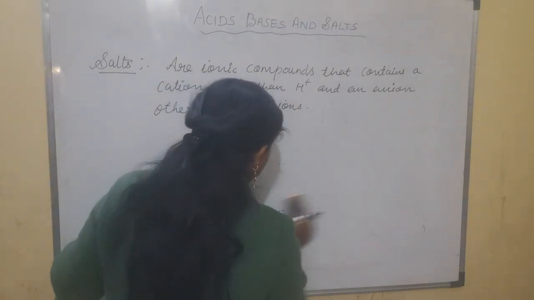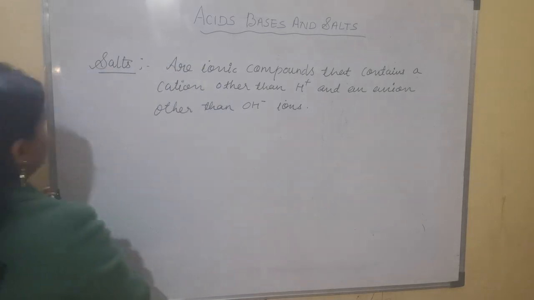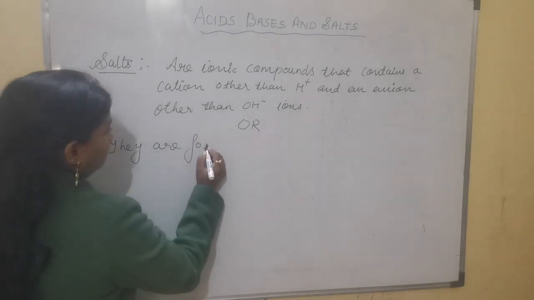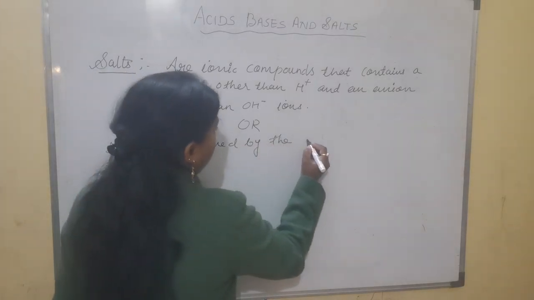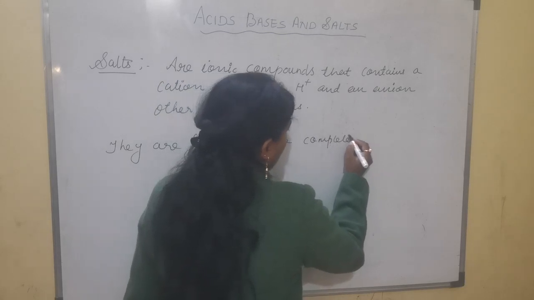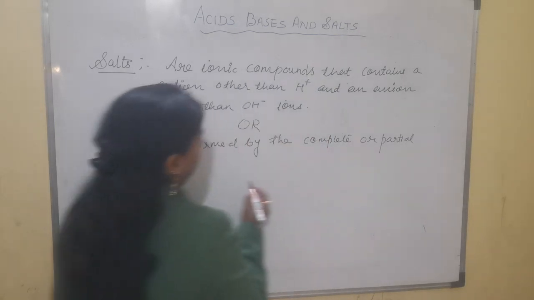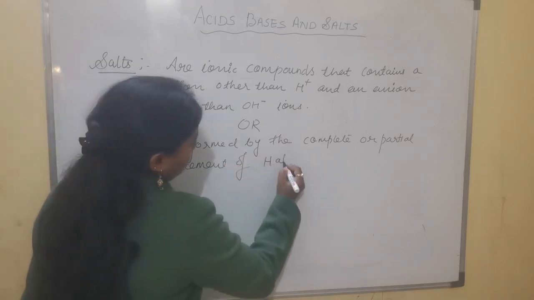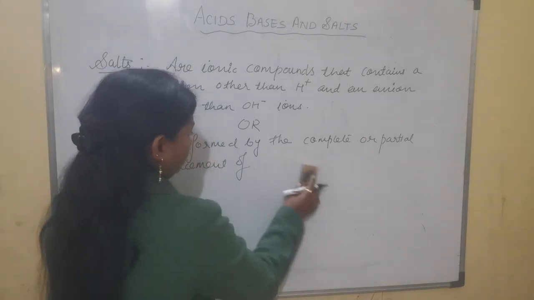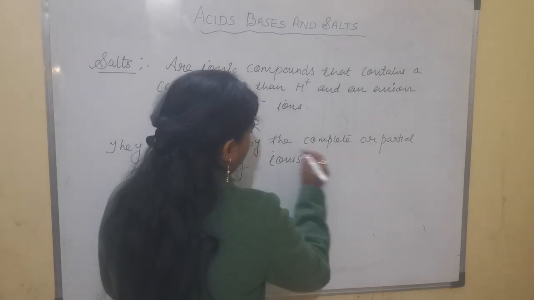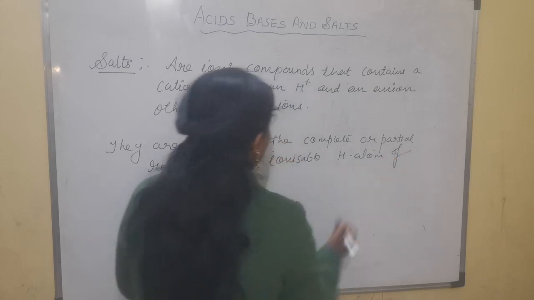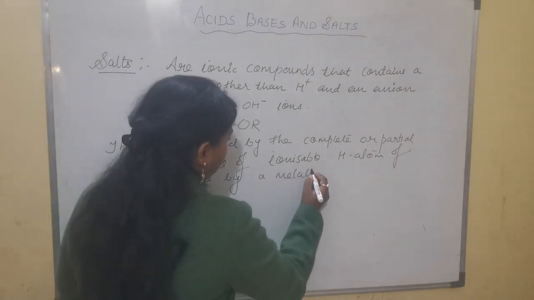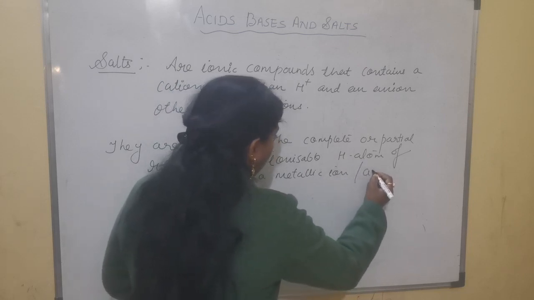Now we'll see another definition. One more definition is there, that salts are formed by the complete or partial replacement of hydrogen atom, or we can say ionizable hydrogen atom, of an acid by a metallic ion or an ammonium ion.